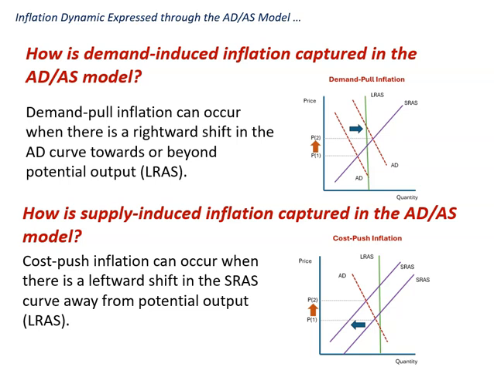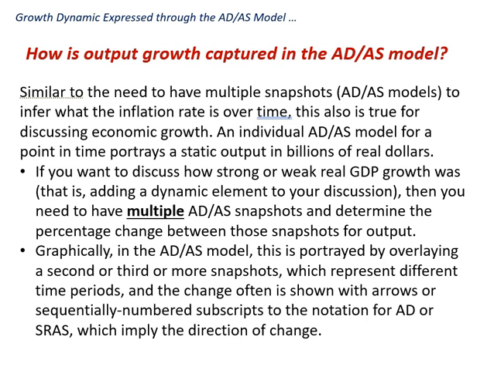Next, how is supply-induced inflation captured in the AD and AS model? On the lower portion of the slide is the portrayal of cost-push inflation through the model. Cost-push inflation can occur when there is a leftward shift in the SRAS curve, away from potential output. How is output growth captured in the model?